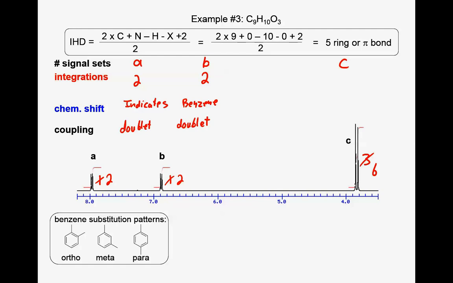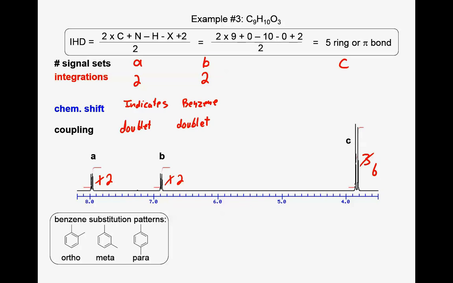Para. Yeah, so para, what about meta? It's the distance, they're not the same. Yeah, so meta doesn't, right? Because we've got 1 here, 2 here, and 1 here. What about ortho? How many signals, proton signals, would we expect on that benzene? Also two. So we could have ortho and we could have para.